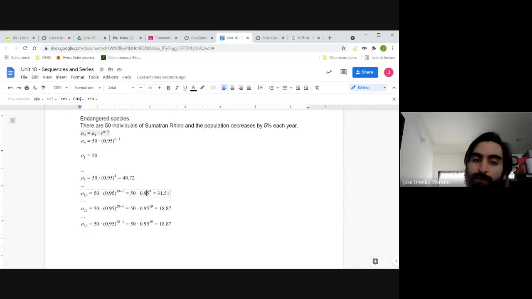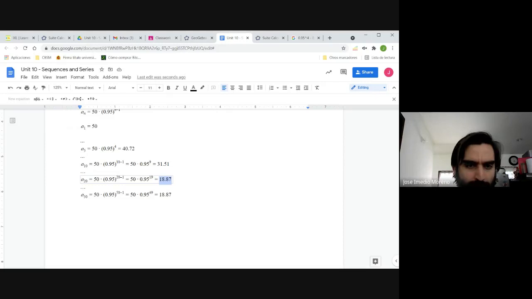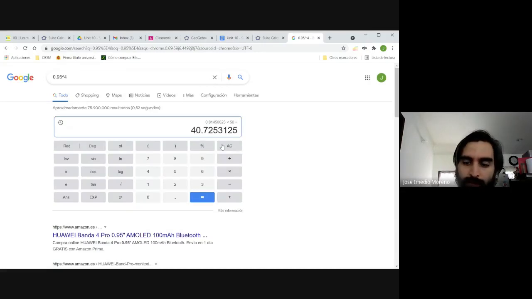Okay, and following the same pattern, we can find the amount of rhinos on the 10th year, 31.51, on the 20th year, 18.87. This one is wrong, so a sub 50, let's compute it again. So 0.95 raised to the power of 49 times 50, that gives me 4.05.